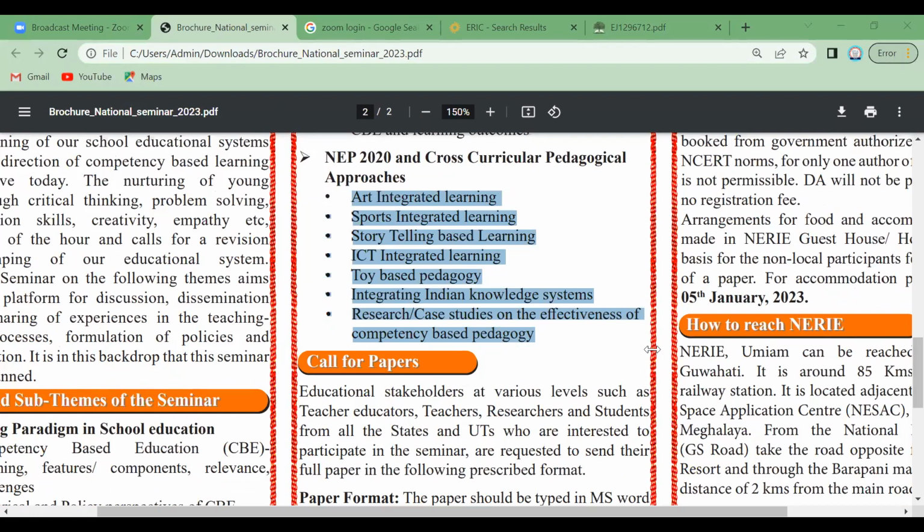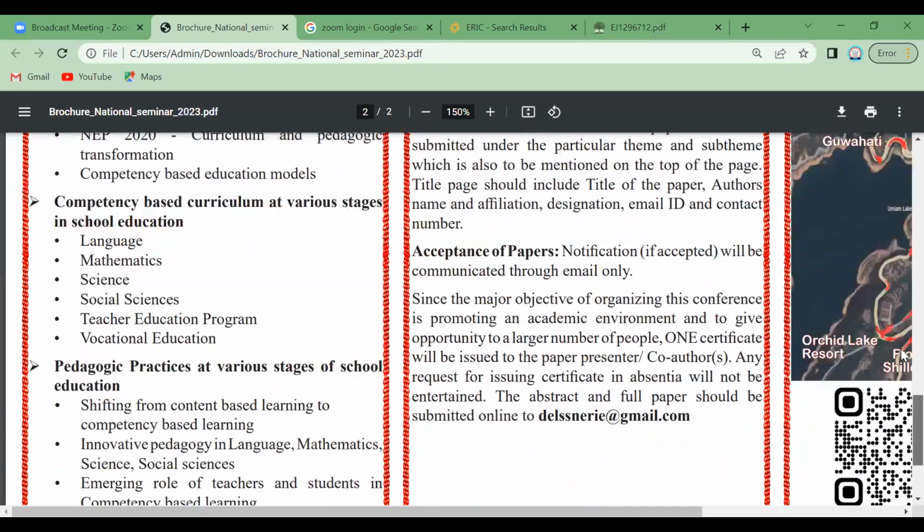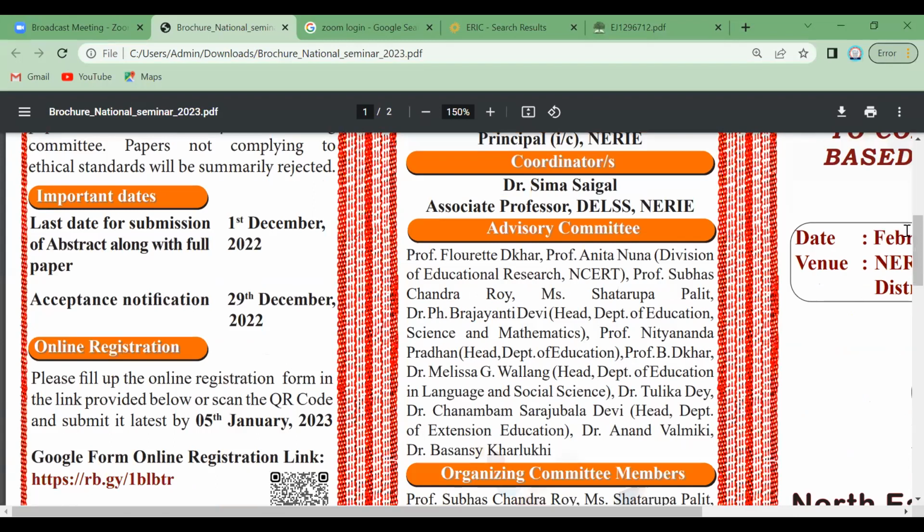If you have any other doubts, you can raise your hand so that we can unmute you and you can ask. Yes, Hussain sir. Sir, in the pamphlet, in the brochure, it's mentioned that the deadline for the abstract is the 1st of December. I just heard that it is extended, no? Yes, sir, it is extended to 20th December. Thank you very much, just to clarify that.